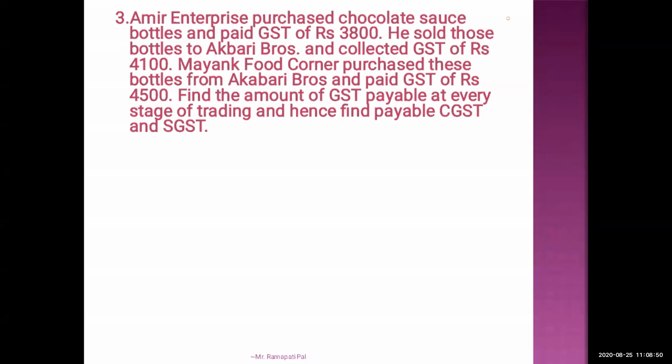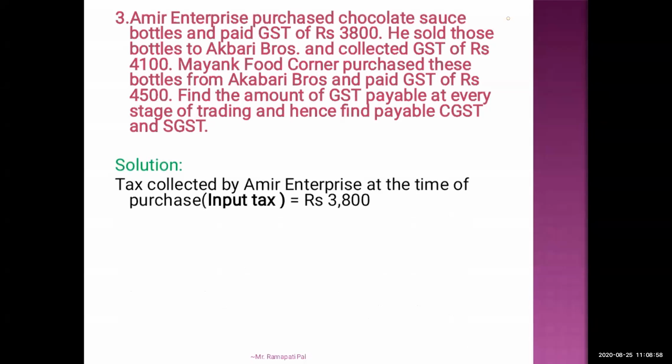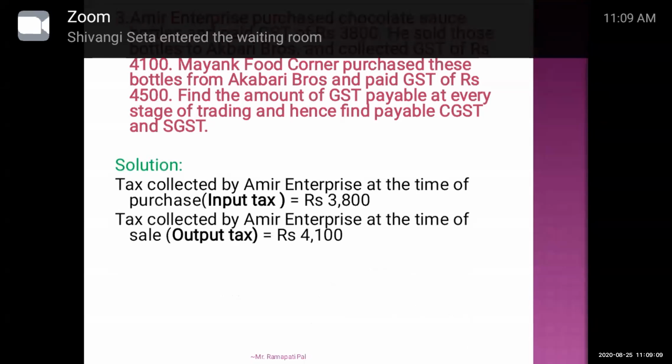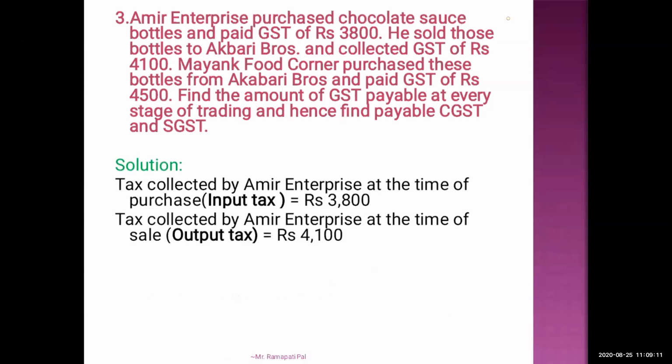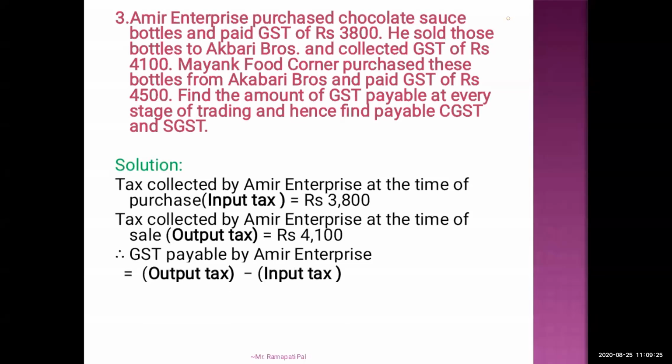Okay, let's see. The solution should be written. Come. Tax collected by Amir Enterprises at the time of purchase, which we call input tax, is 3,800. Tax collected by Amir Enterprises at the time of sale, that is output tax, is 4,100. And we know GST payable by Amir Enterprises is output tax minus input tax. Correct?